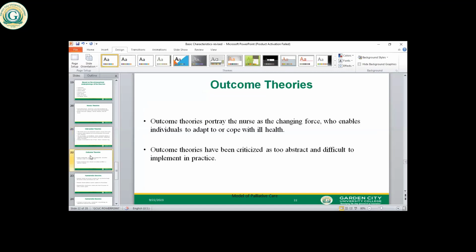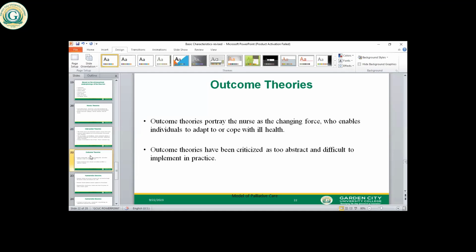Then the next theory is the outcome theory. The outcome theory portrays the nurse as a changing force who enables individuals to adapt or cope with ill health. For outcome theory, yes, it is also abstract.